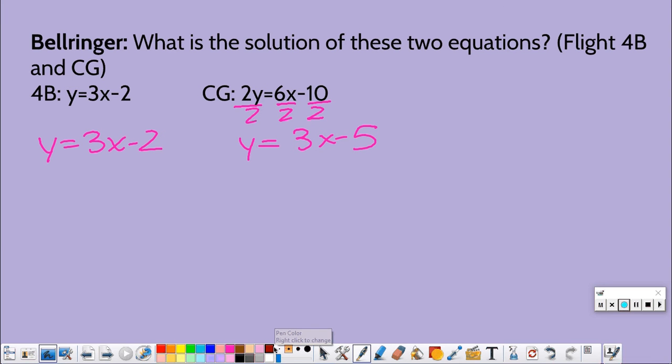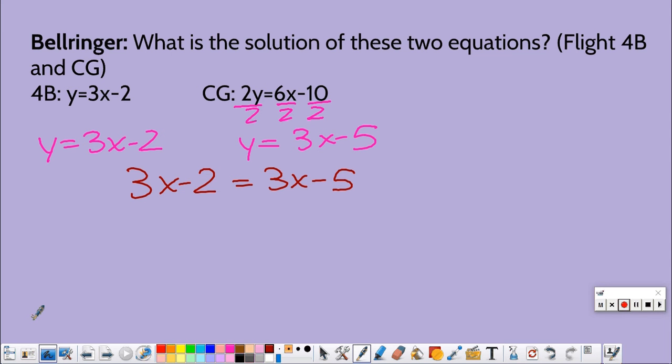So then you told me that when I want to find a solution to a set of equations, what do I do? Set the equations equal to each other. Okay, so I'm going to set those two equations equal to each other now. 3x minus 2 is equal to 3x minus 5. Okay, 3x minus 2 and 3x minus 5.